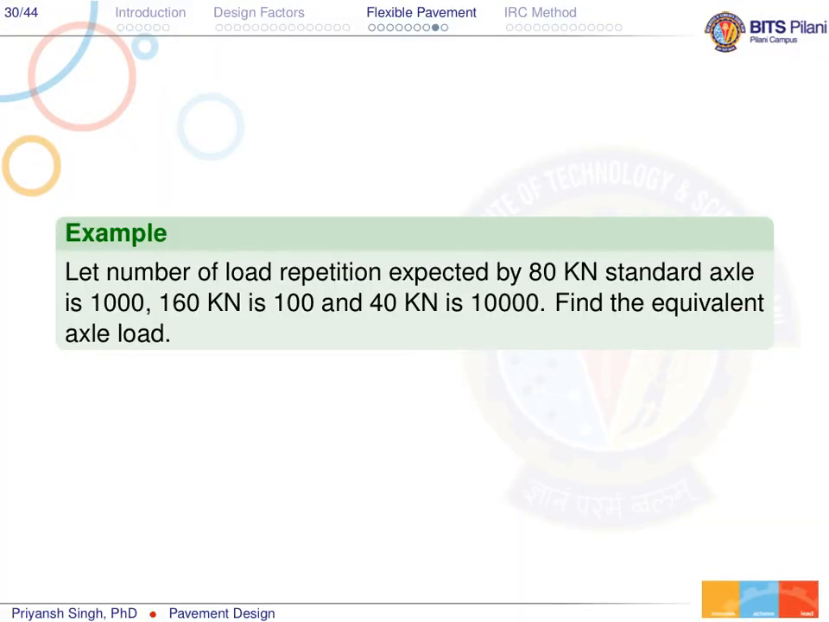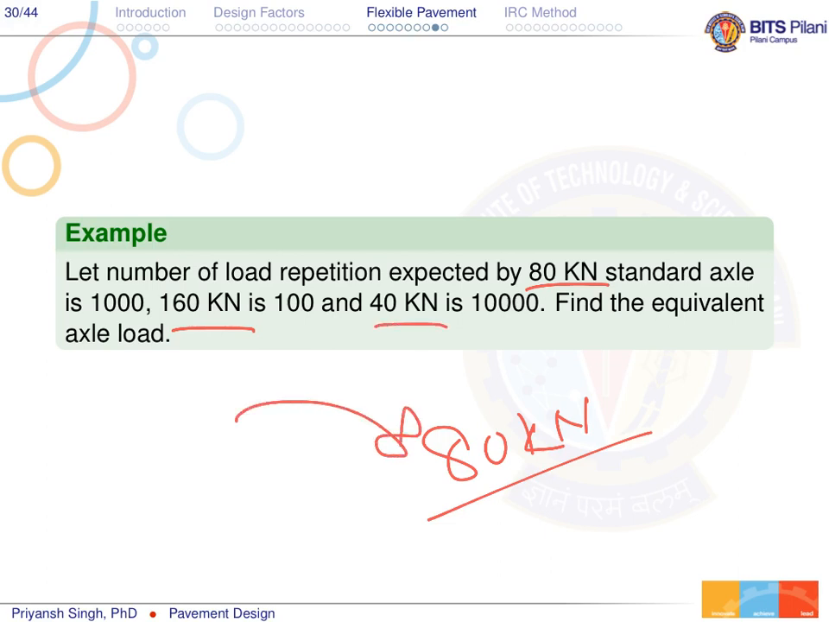Let the number of load repetitions expected for an 80 kilonewton standard axle load be 1000, for 160 kilonewton be 100, and for 40 kilonewton be 10,000. Find the equivalent axle load. In this case, the standard axle load is 80 kilonewton. So we want to convert all these loads of 80 kilonewton, 160 kilonewton, and 40 kilonewton into a standard axle of 80 kilonewton. So how to do that?